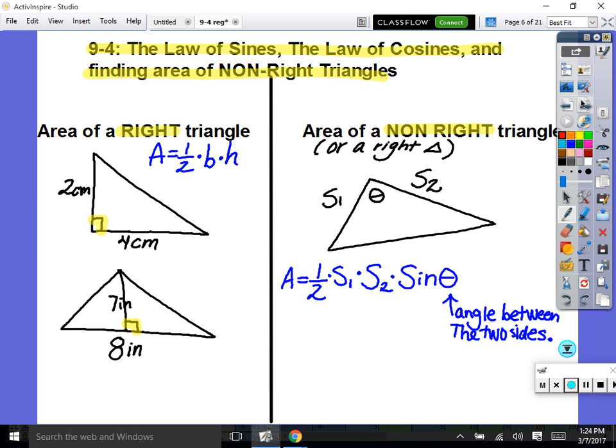Before, we were able to find missing side lengths and find areas of right triangles. Well, now we're in secondary 3, so we have to be able to find the area of any triangle. So first of all, we're going to focus on how to find the area of a non-right triangle. But let's first remember how to find the area of a right triangle.